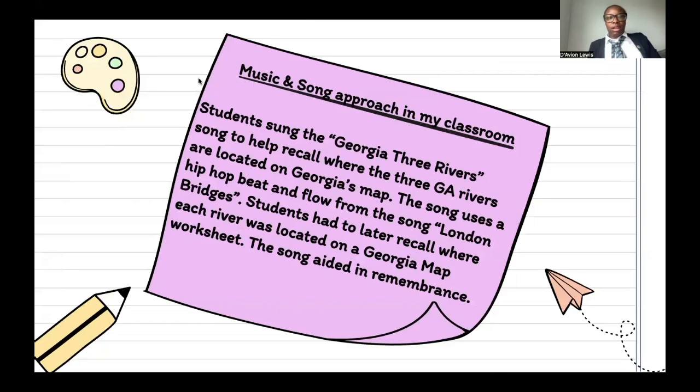So students sang the Georgia Three Rivers song to help recall where the three Georgia rivers are located on Georgia's map. The song uses the hip hop beat and flow from the song London Bridge. Students later had to recall where each river was located on a Georgia map worksheet, and the song aided in remembrance.